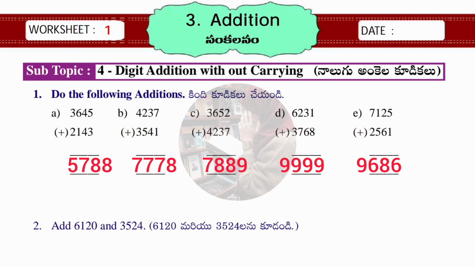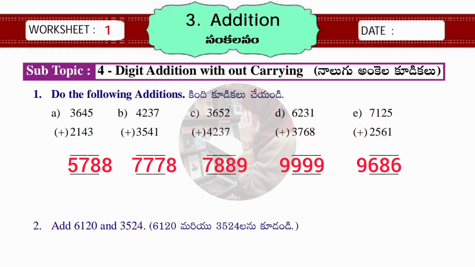Okay, let's see third one. 3652 plus 4237. Okay, so 7 plus 2 is 9, 5 plus 3 is 8, 6 plus 2 is 8, then 3 plus 4 is 7. Answer is 7889. In this way you have to do for the next numbers also.